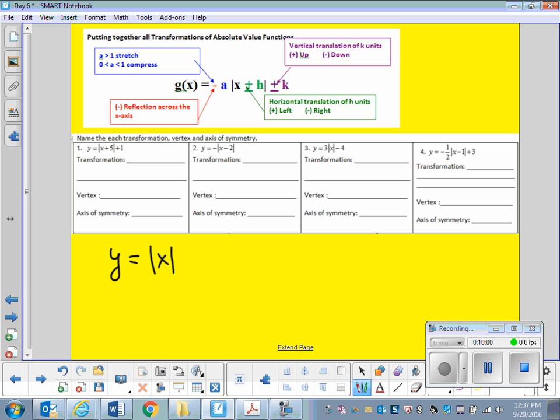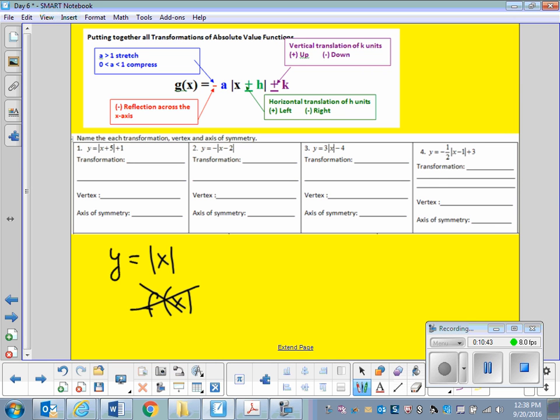We start with our parent function, absolute value of x. We can move it left or right by having this plus or minus h. Remember, plus or minus h, this is my f of x. Then for up and down, you just add or subtract a number at the very end. And then we can do the stretch or compress by multiplying by a coefficient. And then we can also have the flip here with the minus sign. Remember this? Okay, so let's look at this example and see what happens.